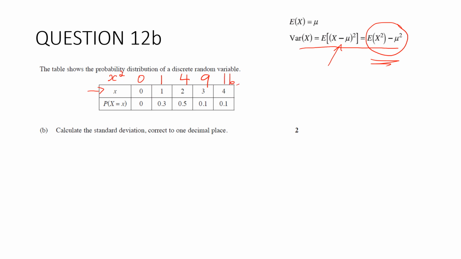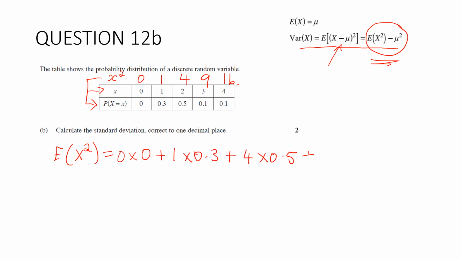Now let's work out E(X squared). Of course it's going to come from x squared multiplied by the respective probability. So 0 times 0 plus 1 times 0.3 plus 4 times 0.5 plus 9 times 0.1 plus 16 times 0.1, which is 0.3 plus 4 times 0.5 plus 0.9 plus 16 times 0.1, which is 4.8.